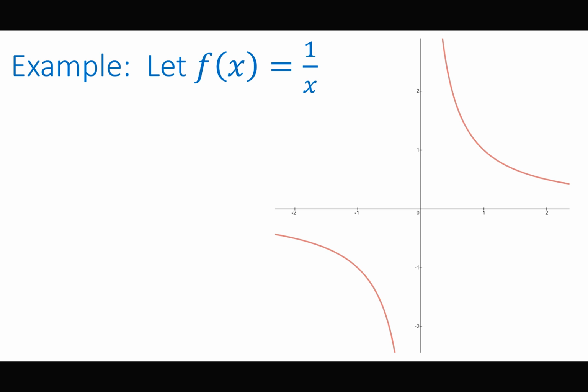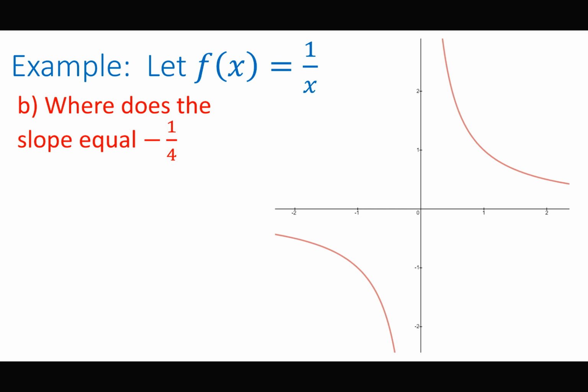Let's use that. So this is the graph of 1 over x. Now I know my function, my slope of the tangent line. The slope of the tangent line is that function, negative 1 all over a squared.